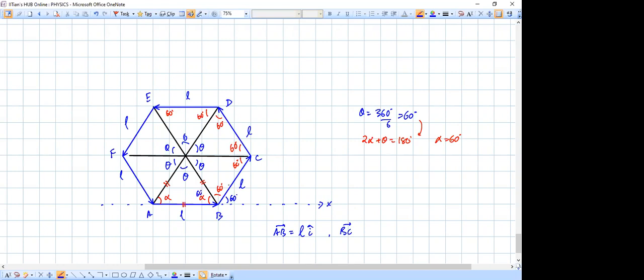So BC is the same length but at 60 degrees. So that will become cos 60 is half, so L by 2 I cap, and sine 60 is root 3 by 2, so L root 3 by 2 J cap.